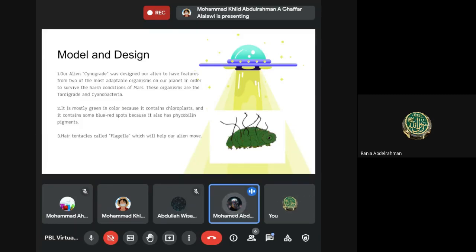Second is the color of our alien. Our alien has a green color because it contains chloroplasts, which reflect green color and absorb all other light waves. You'll also notice that it has blue and red spots on top of it. These blue and red spots come from pigments called phycobilins, which reflect red or blue light. And finally, the hair-like tentacles on top of our alien are called flagella, and they will enable our alien to move.